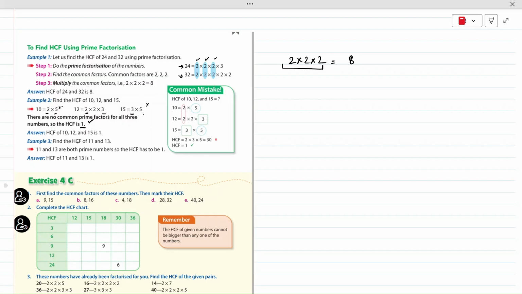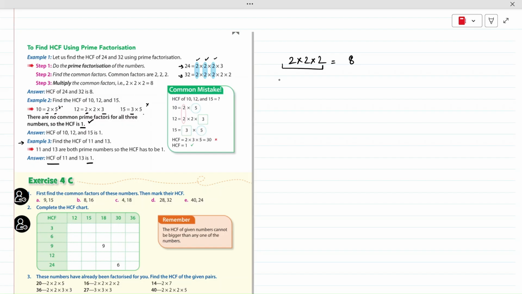Okay. Similarly, the next example given here is 11 and 13. We know 11 and 13 are prime numbers. Prime numbers do not have anything common except 1. So here also the HCF is 1. Okay, so this is how we find the HCF using prime factorization. In the examination, you can use any of these methods, but if it is specified that we have to use prime factorization, then use this method.